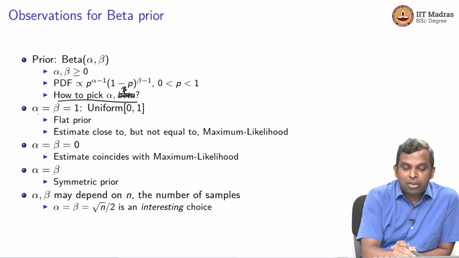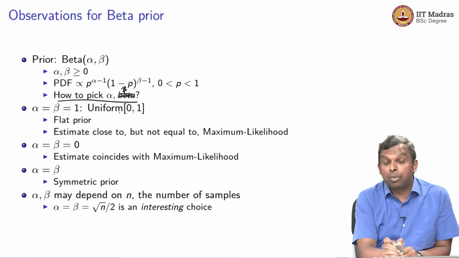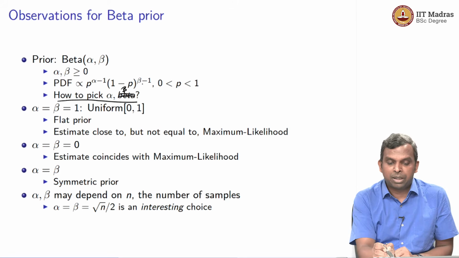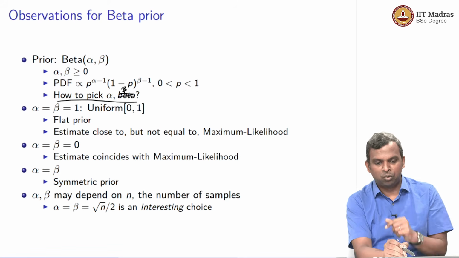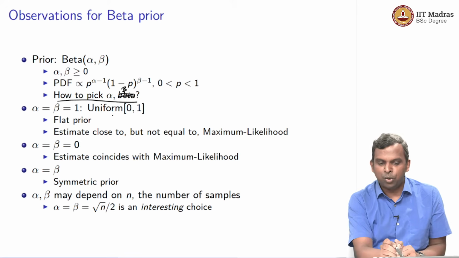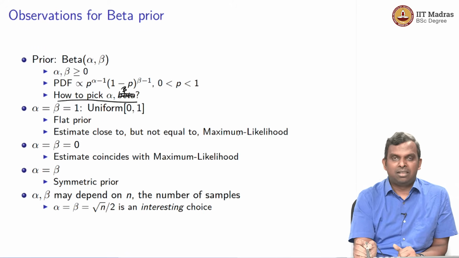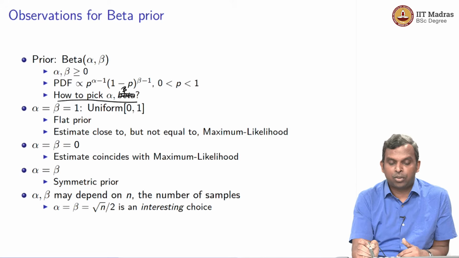Notice, if alpha and beta are equal to 1, you get the uniform distribution. So a special case of the beta distribution is uniform. If alpha becomes 1 and beta becomes 1, you just get 1, right? So the PDF is flat. Uniform is a special case of the beta distribution. You get a flat prior, and the estimator is the same as what we saw before.